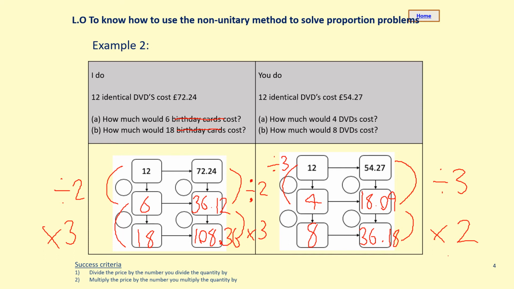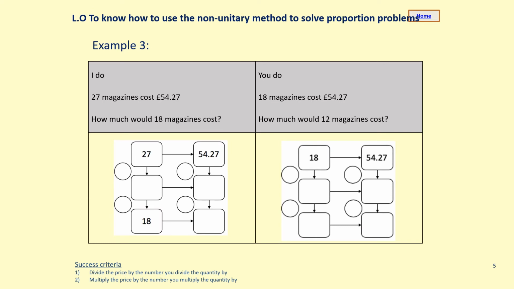Okay, next example. So the I do says 27 magazines cost £54.27. How much would 18 magazines cost? And this one's leaving it up to you a little bit to work out 18. And we've got to think of a pathway from 27 to 18. So I always think a smart choice is to pick a common factor of 27 and 18. That will be your sort of middle ground you go between from how you're going to get from 27 to 18.